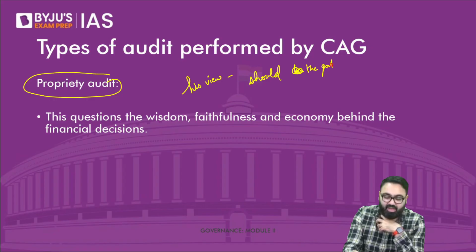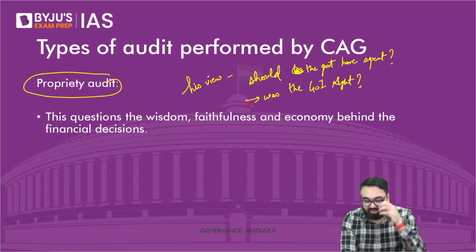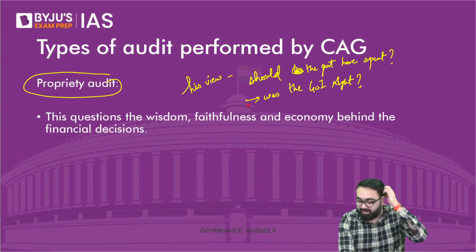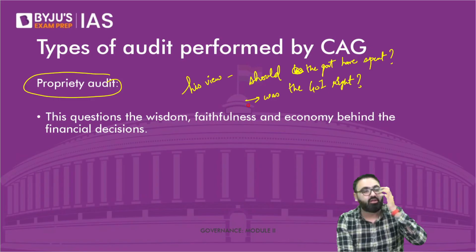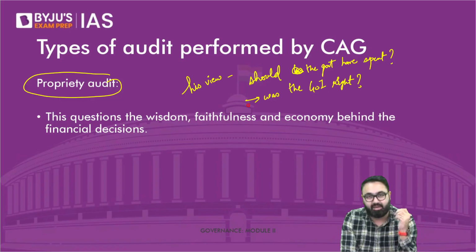Should the government have spent this much money or not? Was the government right in spending money, or should the government have not spent the money? This is called proprietary audit. Was the government right in spending the money, or was the government just wasting it? This is called proprietary audit.